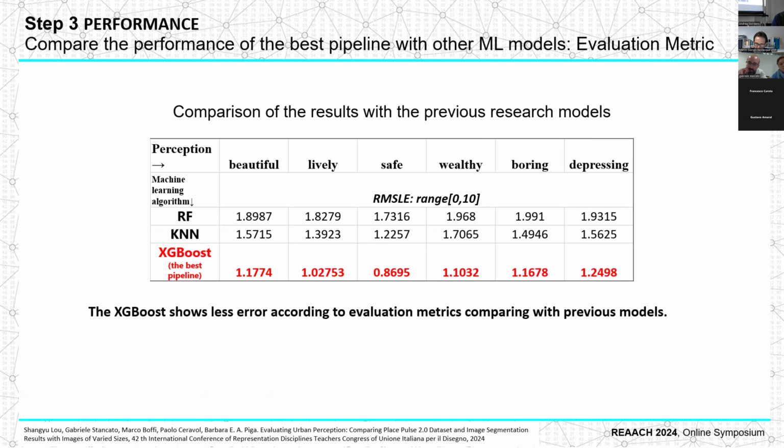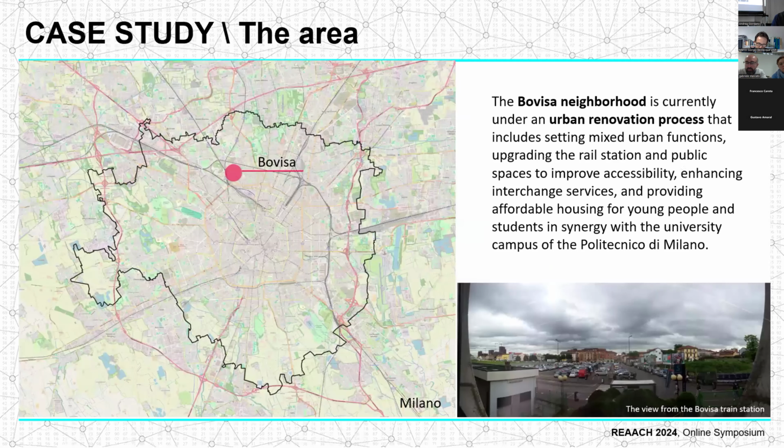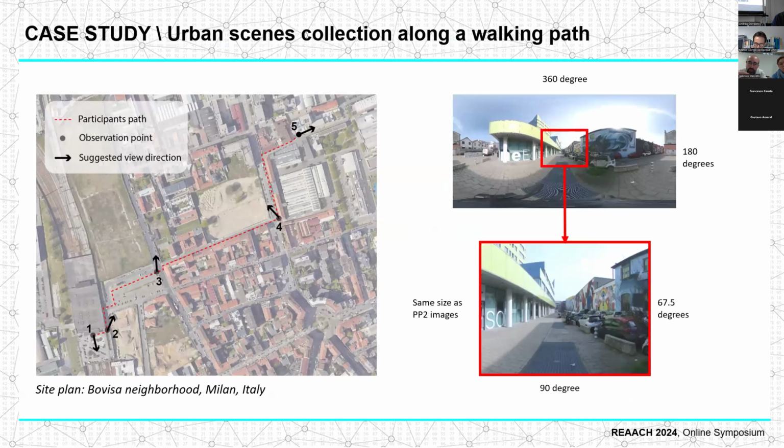The case study we used as a new set of images is the Bovisa neighborhood, a district in the north of Milan that is involved in an important urban renovation process. Here you can see a possible path that we considered, which starts from the Bovisa train station, crosses a parking area, then faces a building site and reaches the Bovisa campus as the last point.